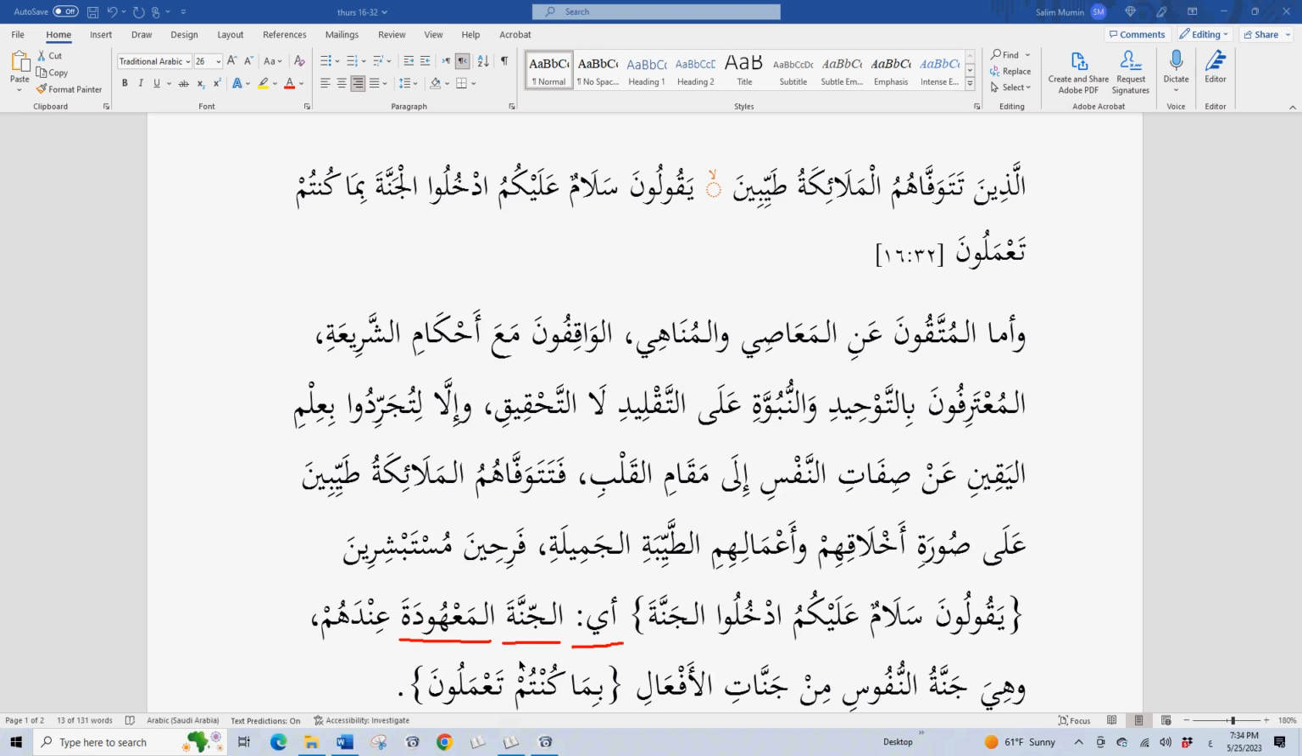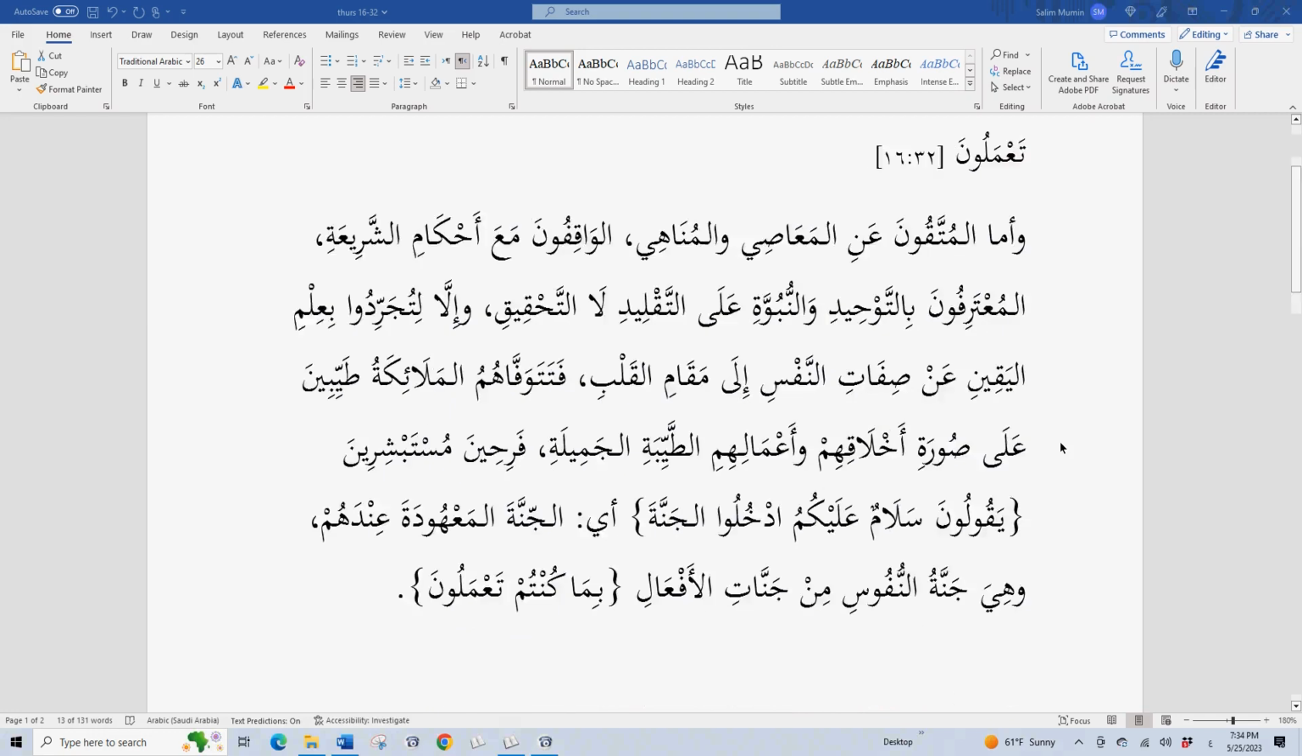Indahum, that's with them. The known garden, the well-known garden that's with them on this side. Wahiya jannatun nufus, and it is a garden of souls that makes up the garden. A garden of souls. Like you have a garden, the orchards, the trees, the fruit trees. Maybe you have the vineyards. These are all gardens. But here you have the Jannatul Nufus, the garden of souls. Beautiful, pure, beautiful souls. Min Jannatil Af'al. That's from the gardens of their actions. Bima kuntum ta'malun, by what they have done, what they do. This is the first part of this comment.